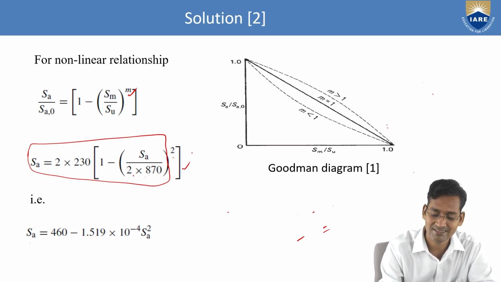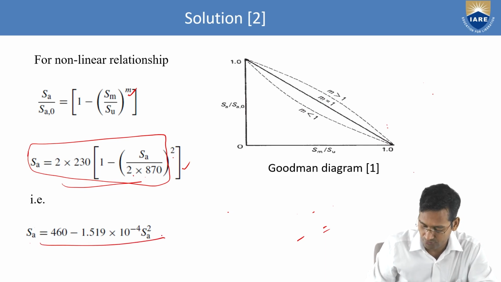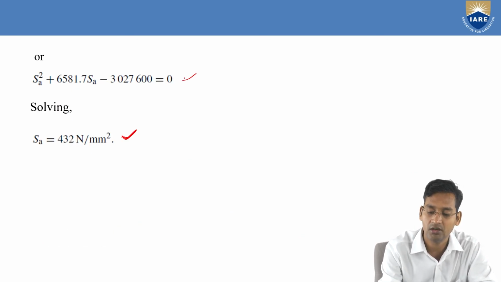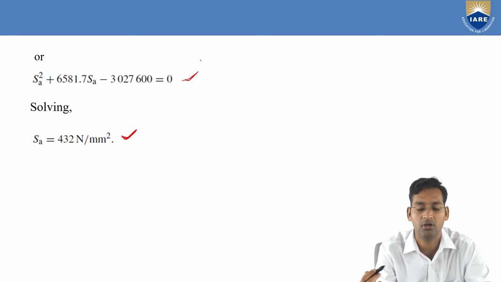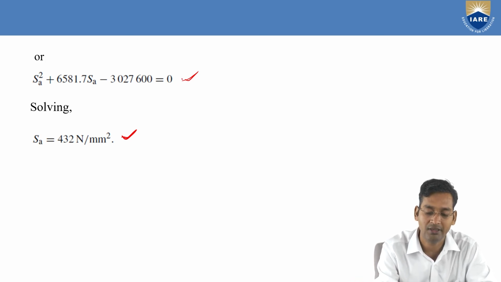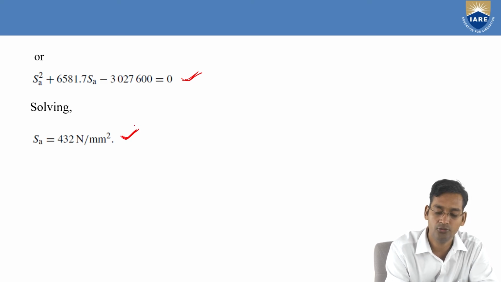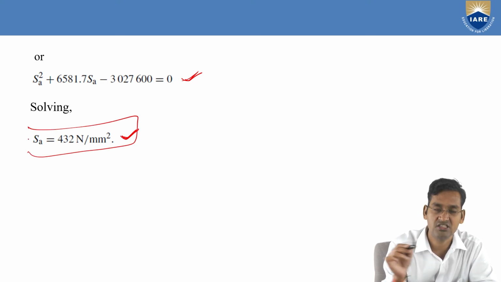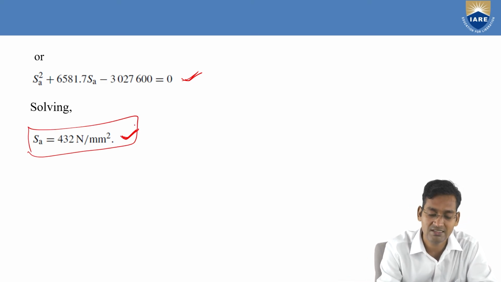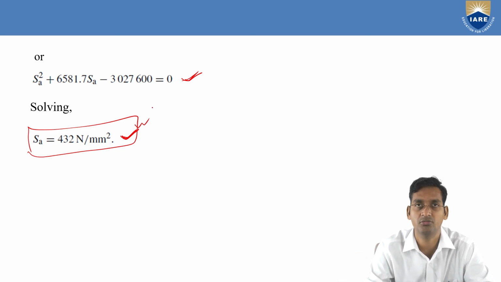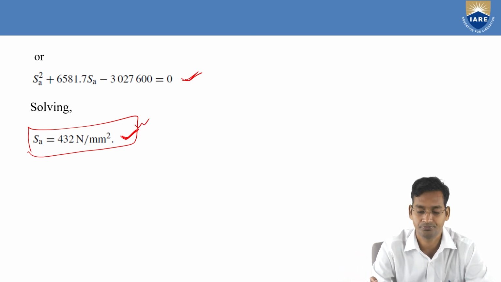And after that, just substitute, expand this one, you will get the quadratic equation. Once you have the quadratic equation, you can solve by any method, either by middle term splitting, by formula, or by using calci. Then you will get two values. One will be positive, another one will be negative. So you will get SA as approximately this one.